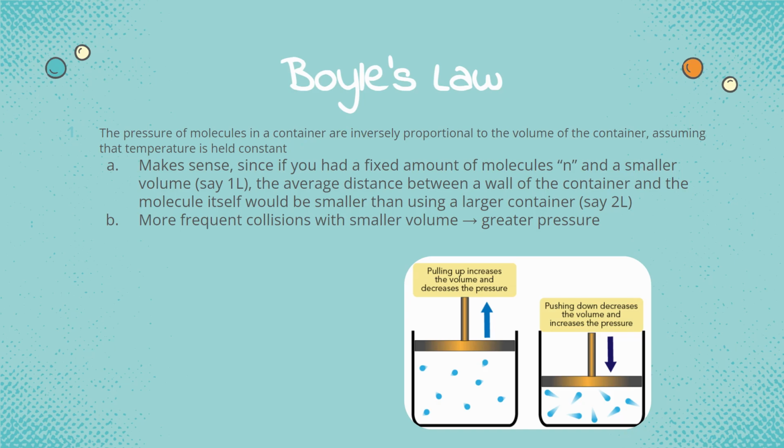And this makes sense since if you had a fixed amount of molecules n in two separate containers and you had a smaller volume, the average distance needed to reach the container wall for the smaller volume would be a lot less, which would result in a higher frequency of collisions and a greater pressure than the container with the larger volume. And as you can see in the diagram, when you pull up, it increases the volume and decreases the pressure, whereas pushing it down decreases the volume and increases the pressure.